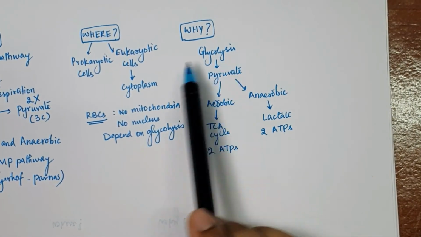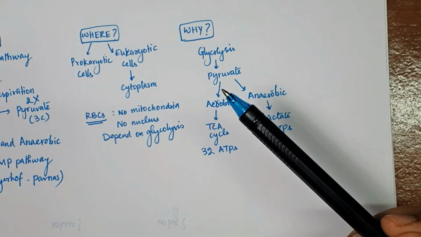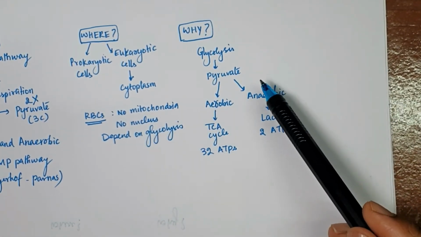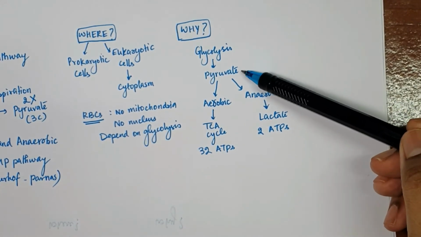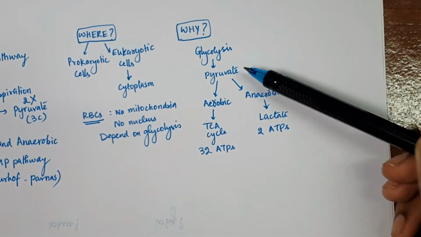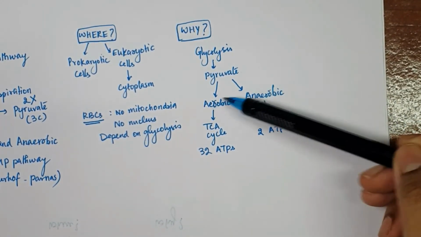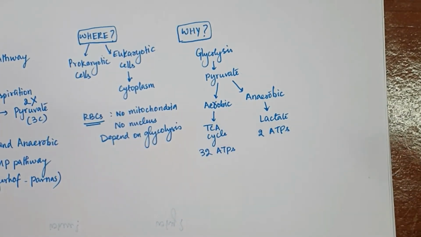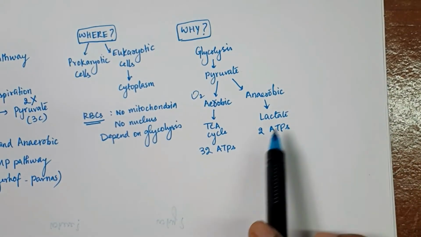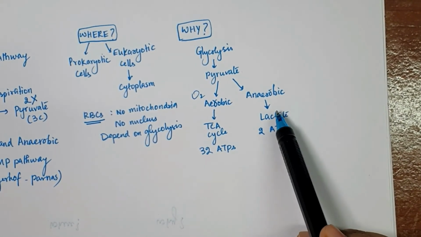Now, why does glycolysis occur? Why does it have to happen? Why does glucose have to split into pyruvate? The end product, which is pyruvate, has 2 options. It can either go into an aerobic pathway when there's oxygen, or an anaerobic pathway when there's a lack of oxygen.